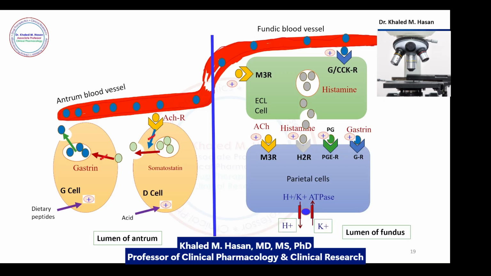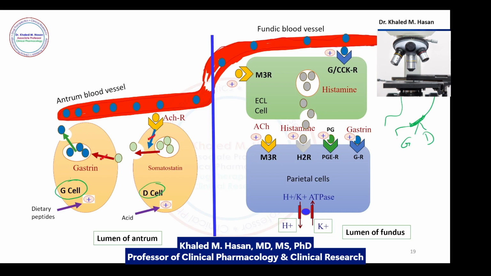Okay, so what we have here, in order to understand what happened in the GI system, you can see we have two main parts: the antrum and the fundus. When you speak about the GI system, we have the fundus and then the antrum here. And in the antrum, we have two types of cells. As you can see, we have G cells and D cells.